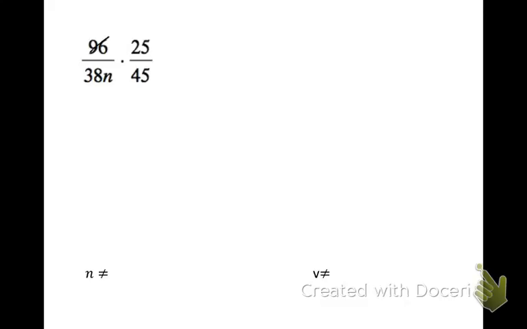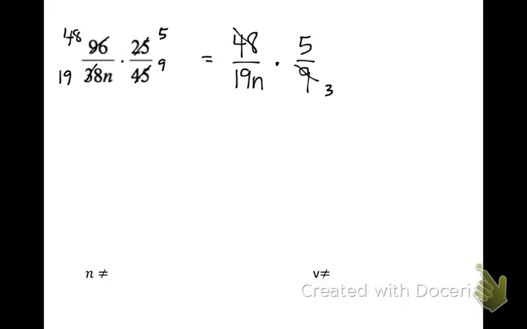I will get 48 and 19. 25 and 45 both divide by 5, so I can make that 5 over 9. So I'm left with 48 over 19n, the n didn't cancel out, times 5 over 9. I can simplify again looking at the 48 and the 9. If I divide them both by 3, I get 3 and 16. So then I have 16 over 19n times 5 over 3.